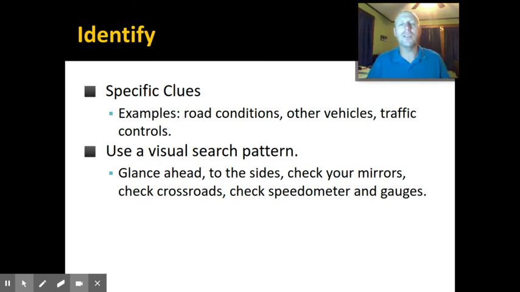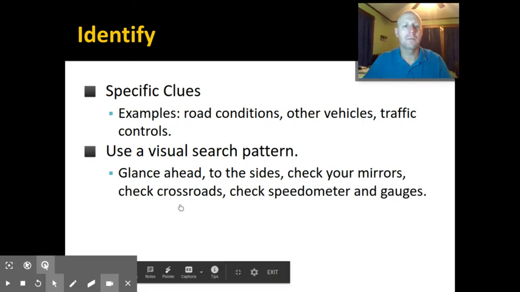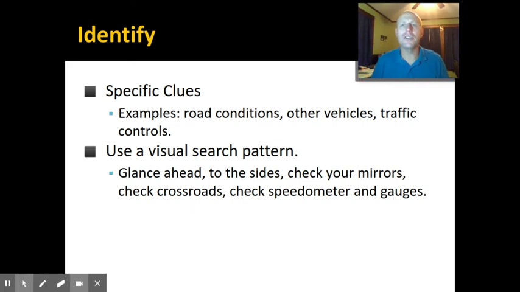So to start with, let's start with that first step: identify. What are we looking for when we are driving? Well, we're going to be looking for specific clues, clues that are specific to your driving task. There's all sorts of information that you're going to be gathering when you're driving, but not all of it is important to your driving task. The color of that Corvette that just passed you on the road, that's not important to your driving task. It might be interesting to you, but it's not important.